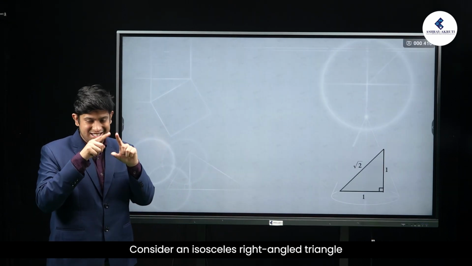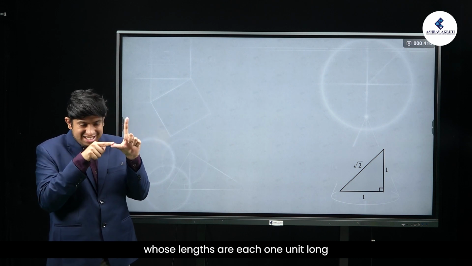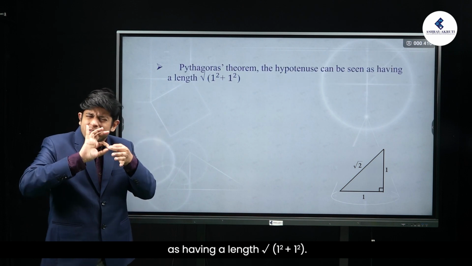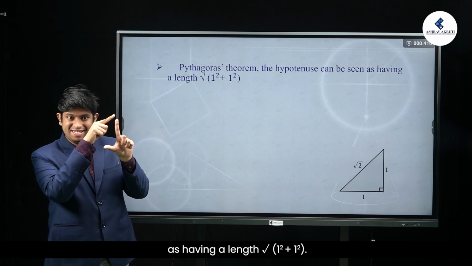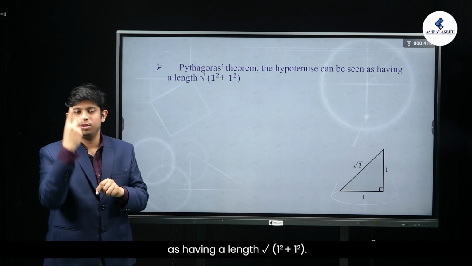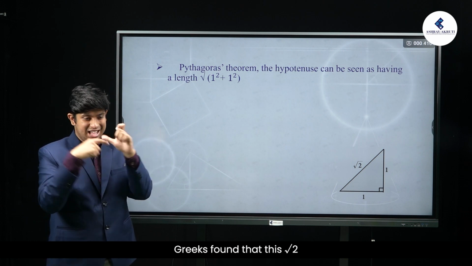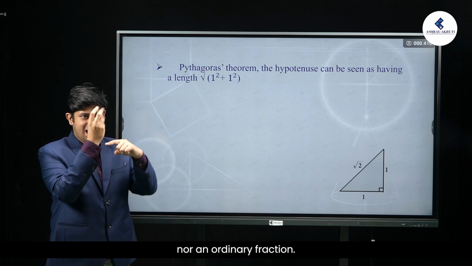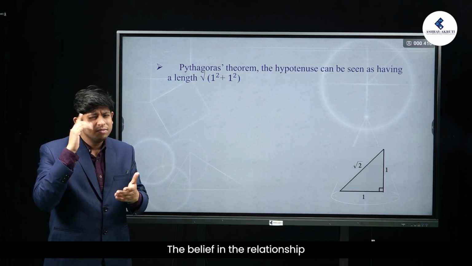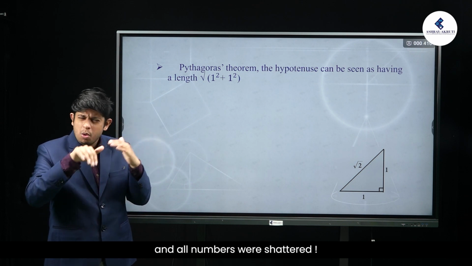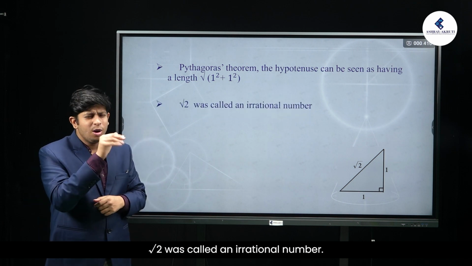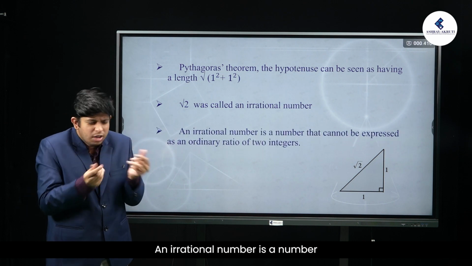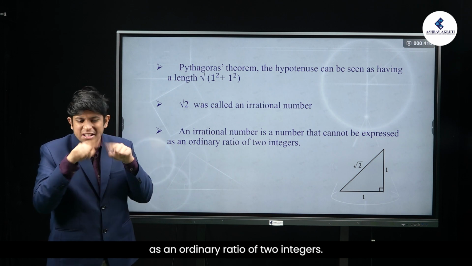Consider an isosceles right angle triangle whose legs are each 1 unit long. Using Pythagoras theorem, the hypotenuse can be seen as having a length root over 1 square plus 1 square. Greeks found that this root 2 is neither a whole number nor an ordinary fraction. The belief in the relationship between points on the number line and all numbers was shattered. Root 2 was called an irrational number. An irrational number is a number that cannot be expressed as an ordinary ratio of two integers.